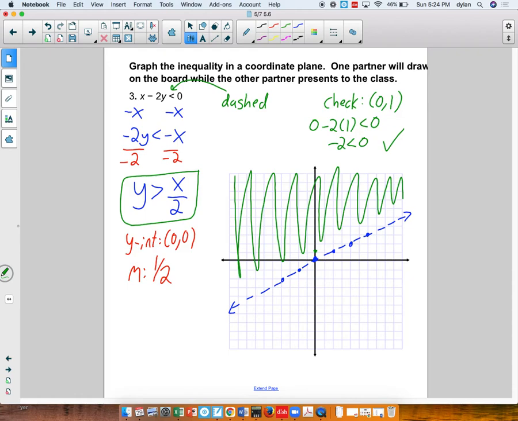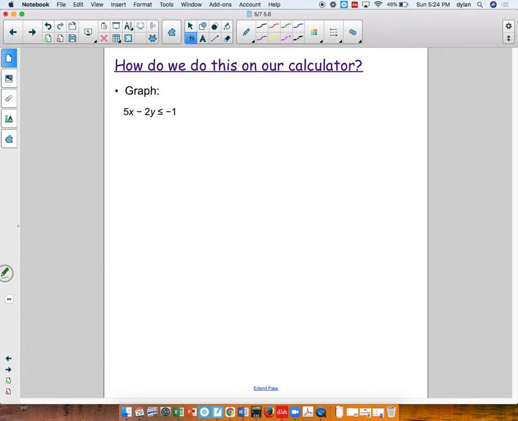All right, so the next thing we're going to look at here is how you do this on your graphing calculator as well, because it's actually pretty cool. Our graphing calculator can graph inequalities for us. So if we want to graph 5x minus 2y is less than or equal to -1, the first thing we need to do is solve for y, because we need to get into y equals form so we can put it into our calculator. So the first thing I'm going to do is subtract 5x from both sides. So we've got -2y is less than or equal to -5x minus 1.